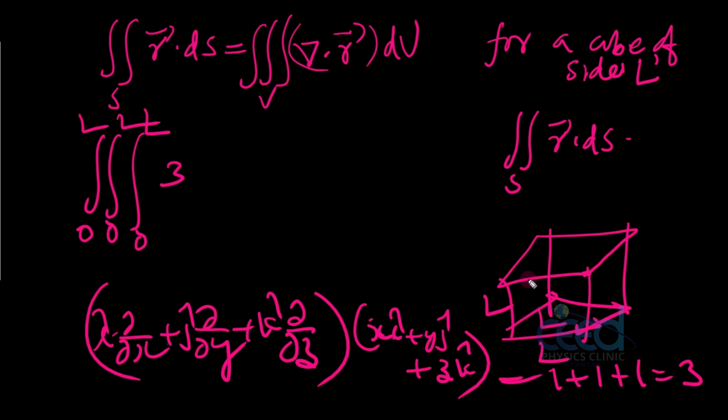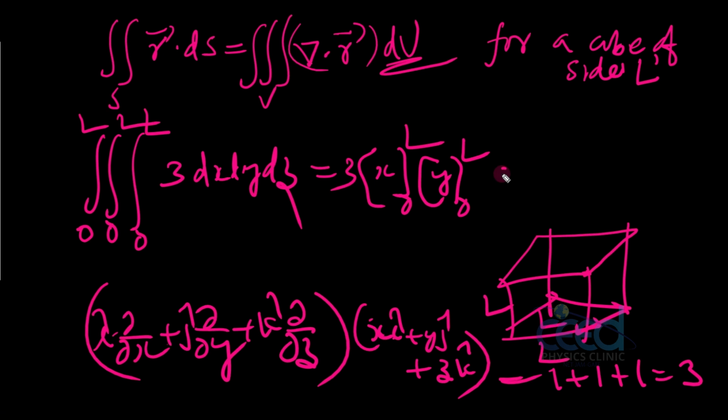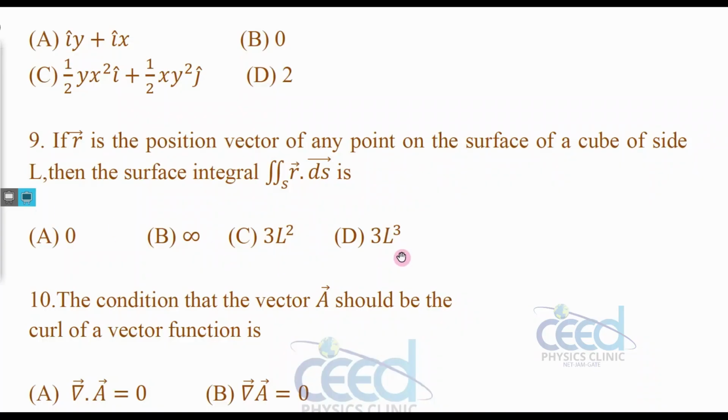Here dv is dx dy dz for a small elemental volume of the cube. Taking 3 outside, when you integrate dx you get x from 0 to L, y from 0 to L, and on integrating dz you get z from 0 to L. So 3 into L into L into L, that is 3L cube. The answer is 3L cube. So that is the answer.